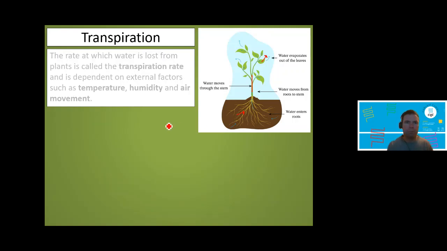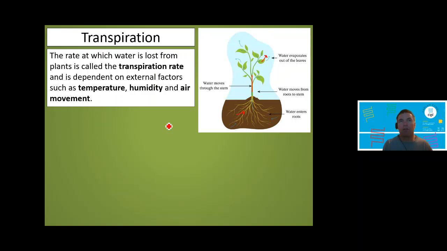Now, we need to look at what affects transpiration and what we call the transpiration rate, which is the rate at which water is lost from plants. It's determined by a number of factors, and the three we're going to focus on are temperature, humidity, and air movement. You could also add light intensity to that, something covered more in the gas exchange unit, because the mechanism of stomatal opening is needed there. But we're going to focus on these three here.